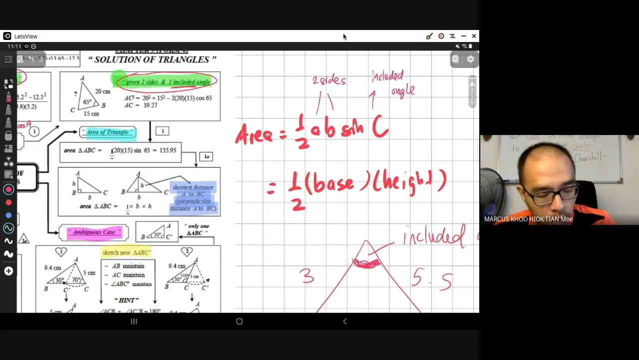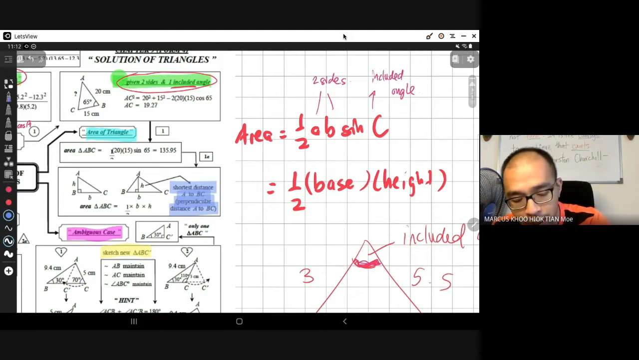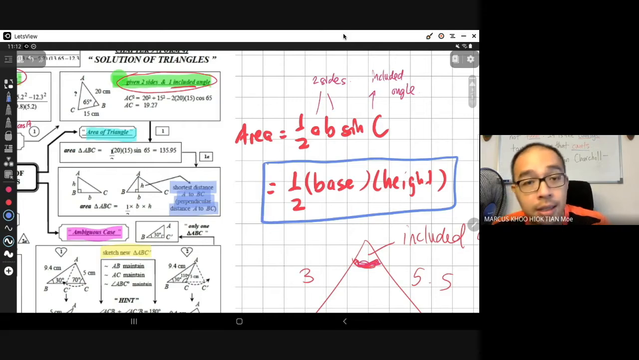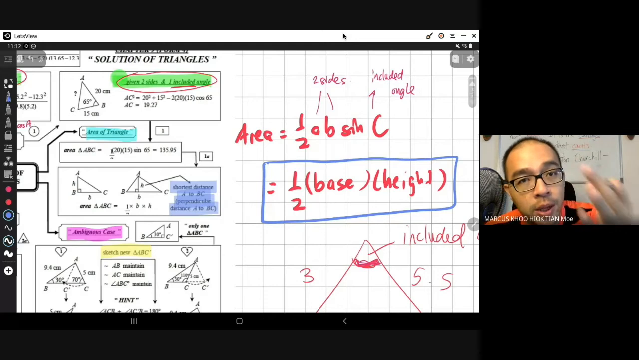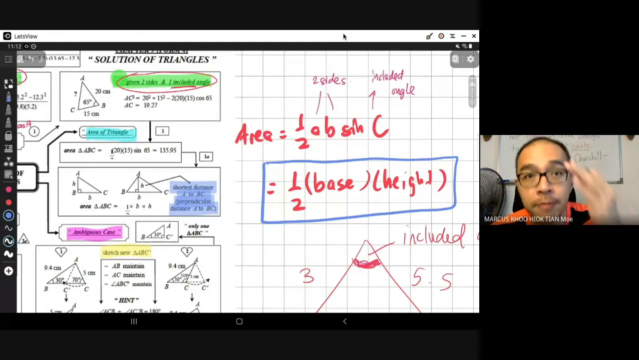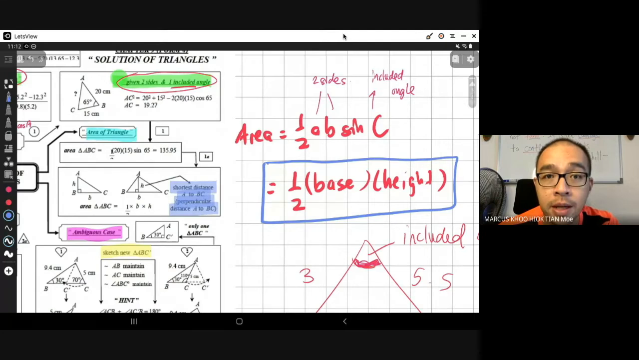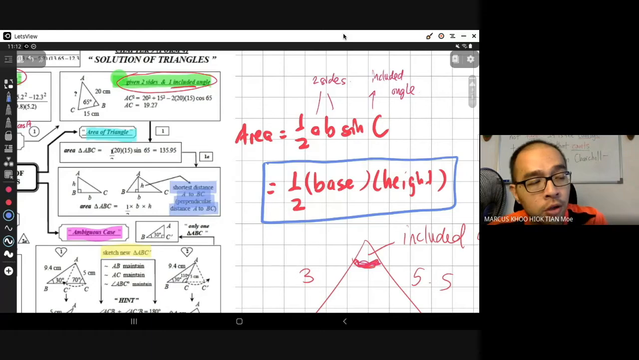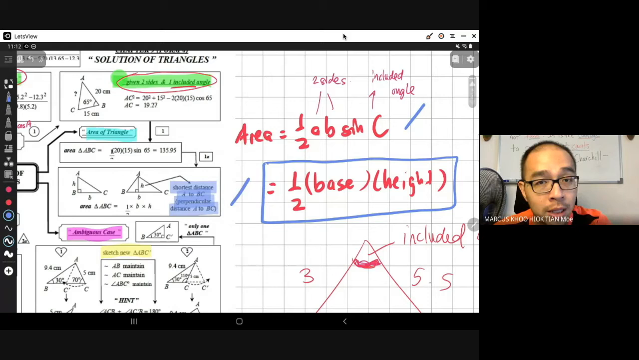Now don't forget also the thing that you learned in Form 1, which is half times base times height. We also use that. It is three different ways of counting the same thing depending on what information is given. If I give you a triangle with all the information, you use Heron's formula, you use this formula, you use this formula, you will always get the same answer.